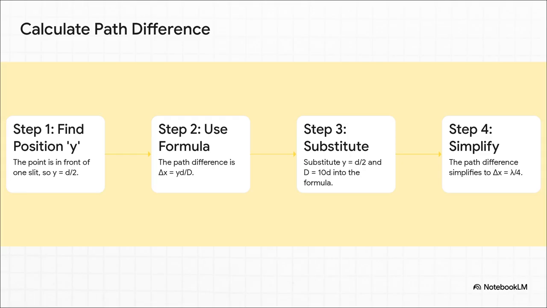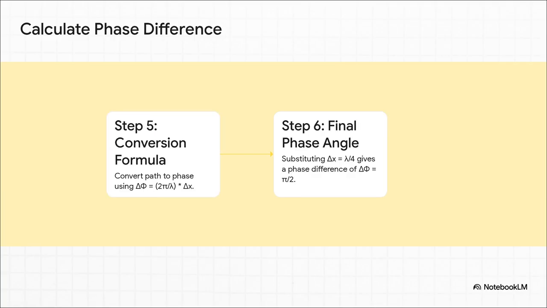Okay, our first job is to figure out the path difference, delta x. The point is in front of a slit, so its position, y, is just d over 2. We plug that into our path difference formula, delta x equals yd over D. We substitute the values we know, and after a little algebra, it all simplifies down beautifully to a path difference of lambda over 4.